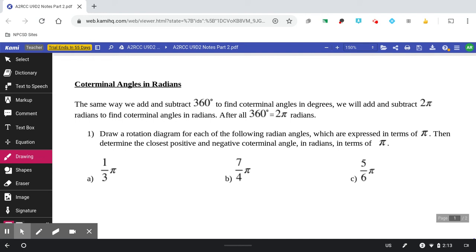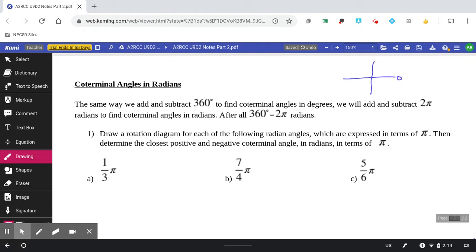Okay, it is time for coterminal angles in radians. Last class we went over what radians are and how to convert from degrees to radians and radians to degrees. We're going to take it a step further now and learn about coterminal angles in radians. If you remember what a coterminal angle is, the terminal side would have to be the same. Now, instead, we're going to be counting in radians.